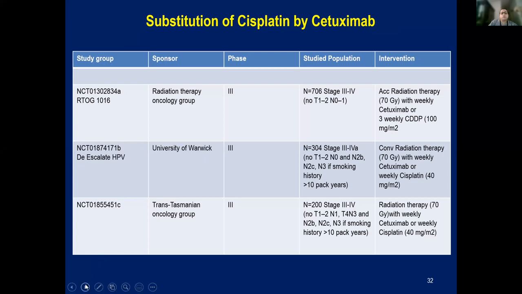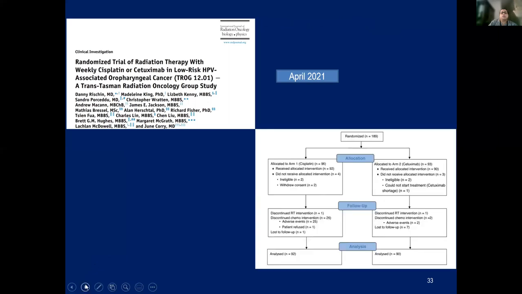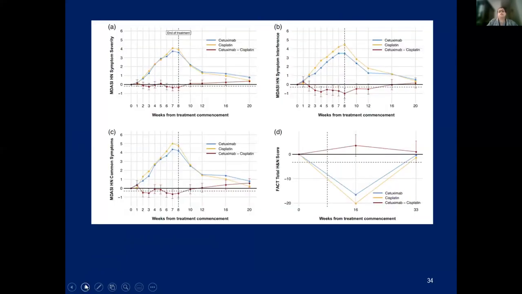Now I will just take you through the TROG trial. This was another study that actually looked at randomizing low-risk HPV positive patients, stage 3 or stage 4, comparing RT 70 Gray in 35 fractions with cisplatinum or with cetuximab. The primary endpoint was of course symptom severity, like the De-ESCALaTE. What they saw was that between cisplatinum and cetuximab, actually there was no difference in these groups for the primary endpoint of the symptom severity.